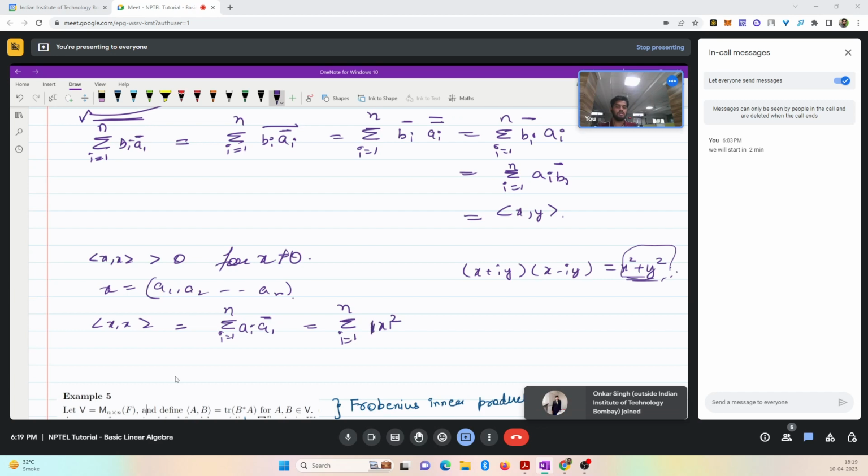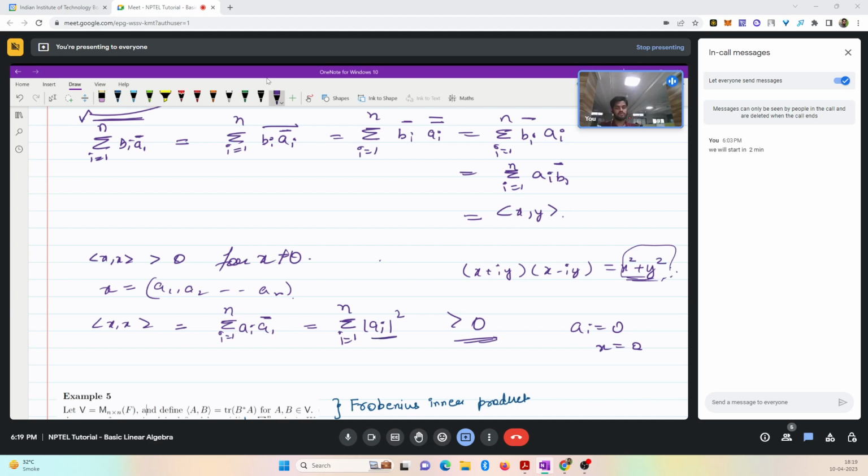So this is the mod of this x, that is the distance from origin for this complex number, because this thing is always positive. Okay, so this would be ai square. So this thing will always be greater than or equal to 0 unless all of your ai's are 0, which means your x would be 0. So if anything in this is non-zero, then you'll get this value to be non-zero.